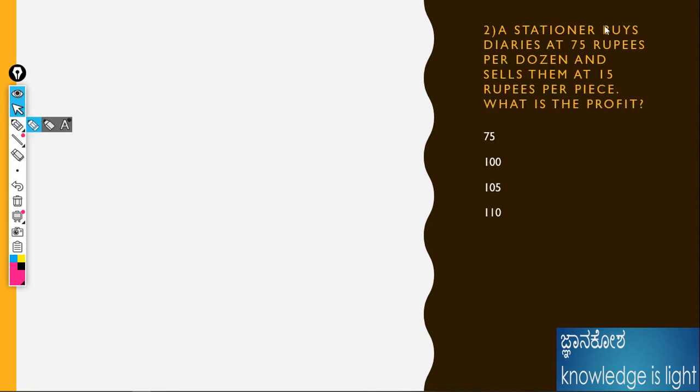Okay, next problem. A stationery buys diaries at 75 rupees per dozen and sells them at 15 rupees per piece. What is the cost price? Buys means cost price. The cost price is 75 rupees.